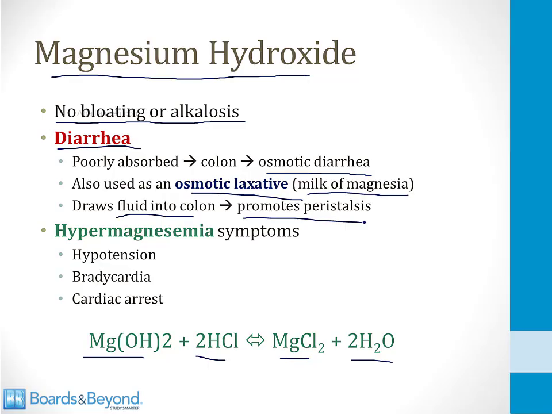Another potential side effect if you took a very large amount of magnesium hydroxide is that you could develop hypermagnesemia. The symptoms of hypermagnesemia include hypotension, bradycardia, and potentially a cardiac arrest.